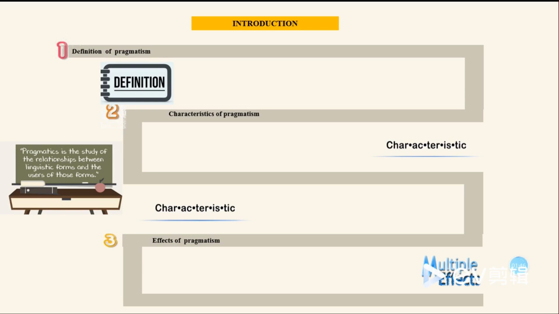Introduction. Let's start with the definition of pragmatism. Pragmatism is a philosophical tradition where the most philosophical topics are all best viewed in terms of their practical uses and success.